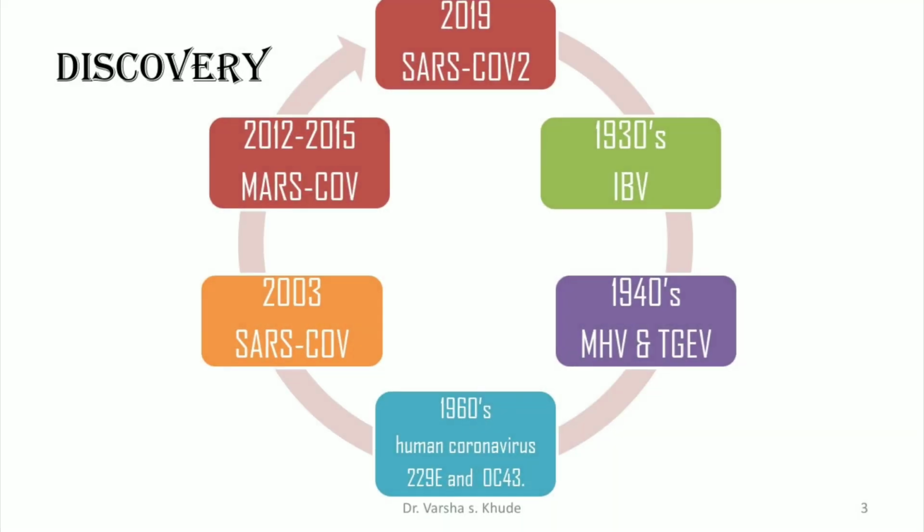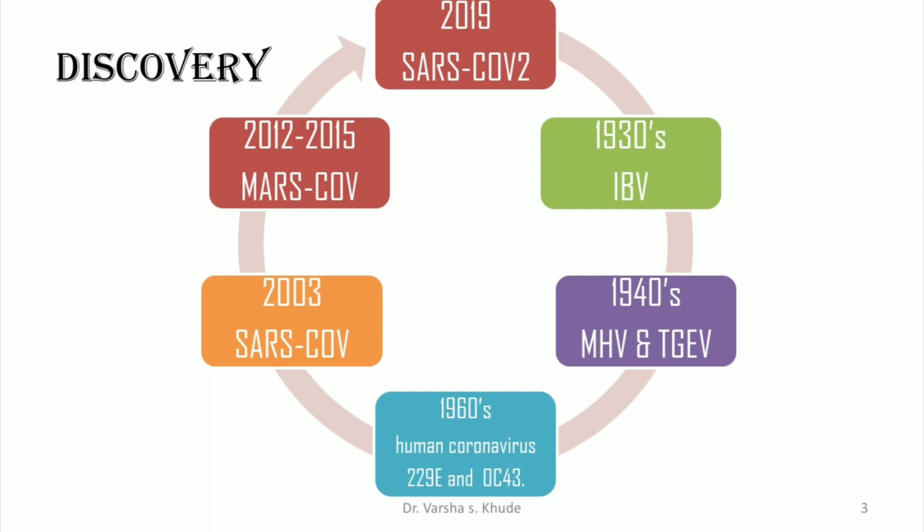Discovery of coronaviruses. If we look into the past, in the 1930s, coronaviruses were first discovered when domesticated chickens were affected with acute respiratory infections caused by infectious bronchitis virus, that is IBV. In the 1940s, two more animal coronaviruses were isolated from mouse, that is mouse hepatitis virus MHV and transmissible gastroenteritis virus TGEV. But the human coronaviruses were first discovered in the 1960s with the common cold, which were later named human coronavirus 229E and human coronavirus OC43.